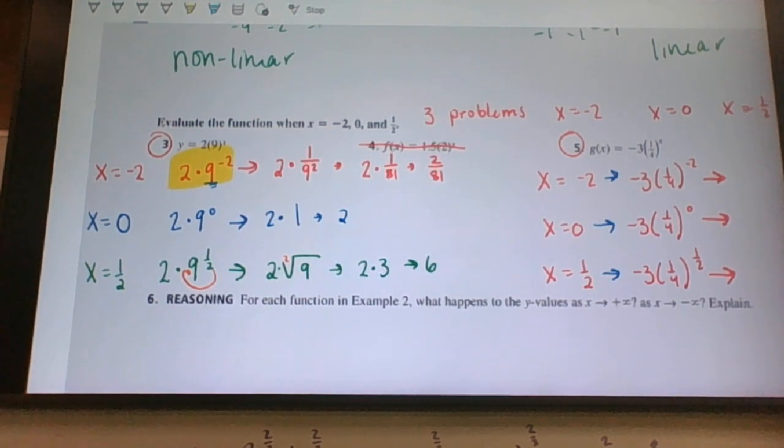Negative 3 times 1/4 to the 0. Renee, you remember 0 exponents? Yep. What is it? It's always 1. So this is just negative 3 times 1. Negative 3. That one was easy. Negative 3 times 1/4. I can't do that one.